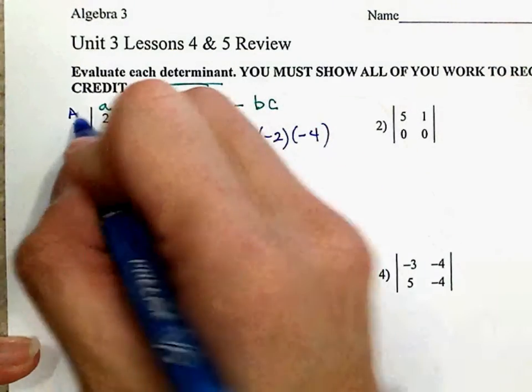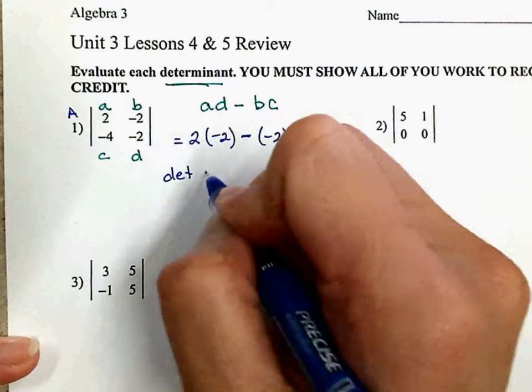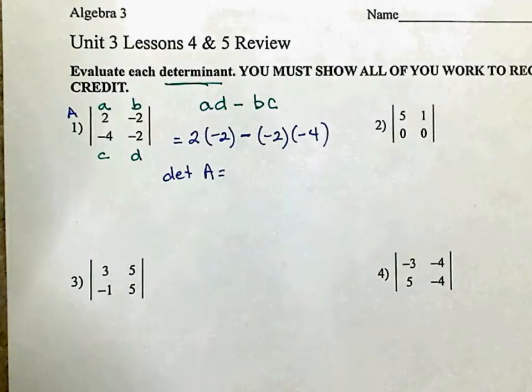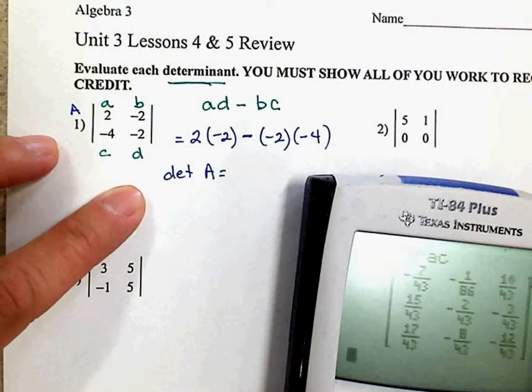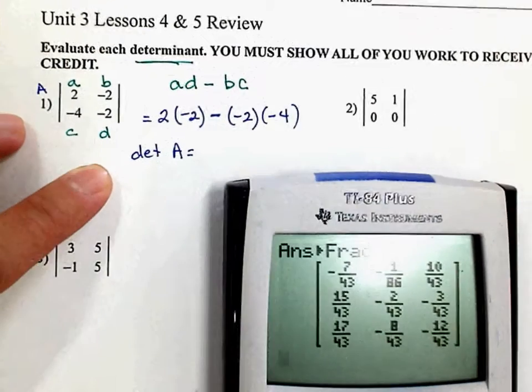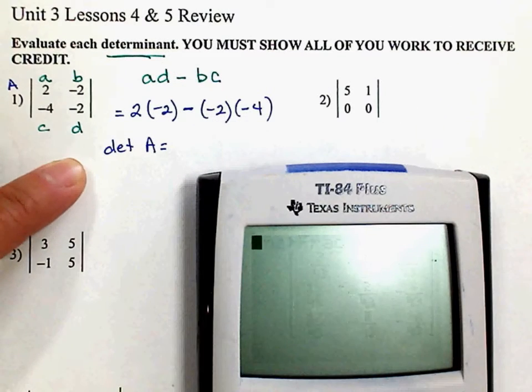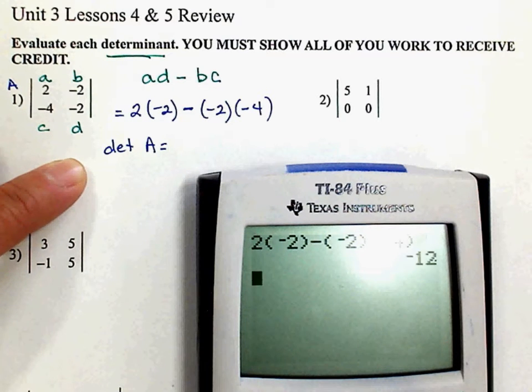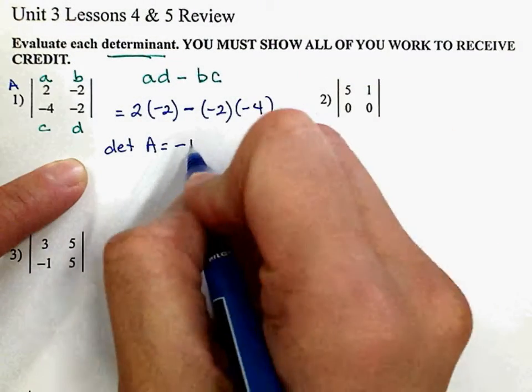We're going to call this matrix A. So the determinant of matrix A, you can type that into your calculator, just like so. 2 parentheses negative 2 minus parentheses negative 2 times negative 4. Let's go ahead and end that parentheses. Type in like I see it. And the answer is negative 12.